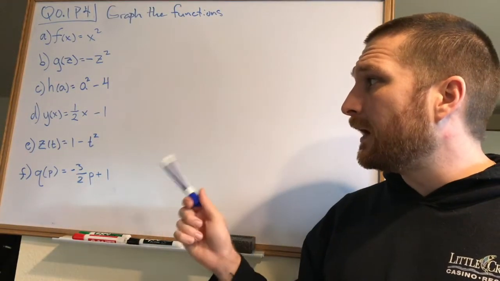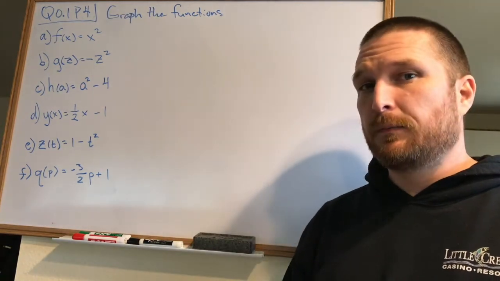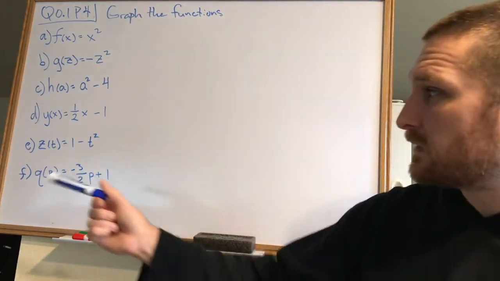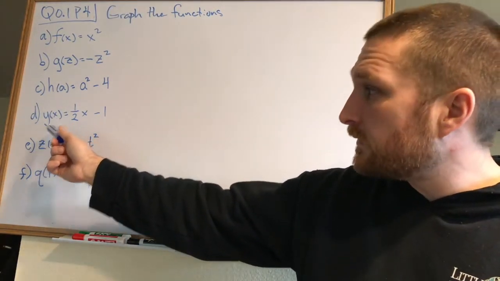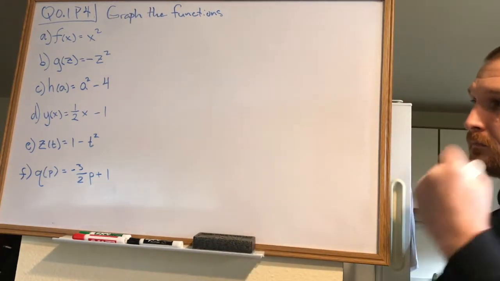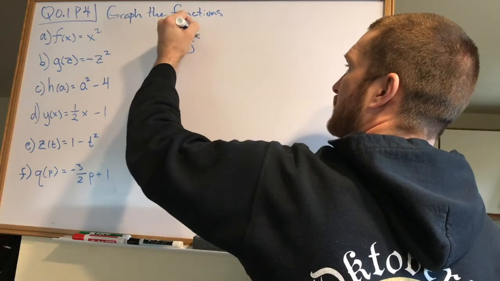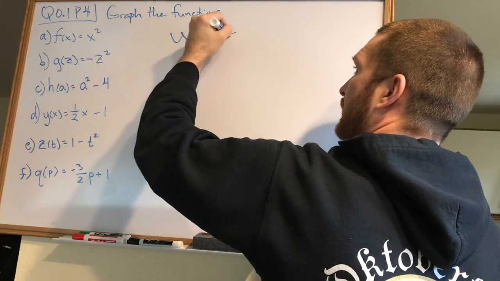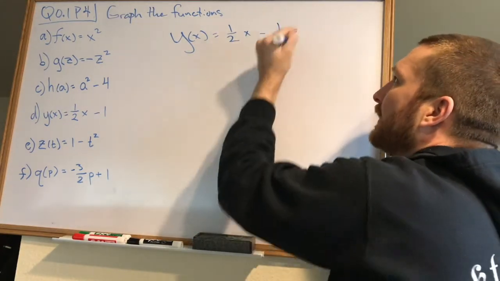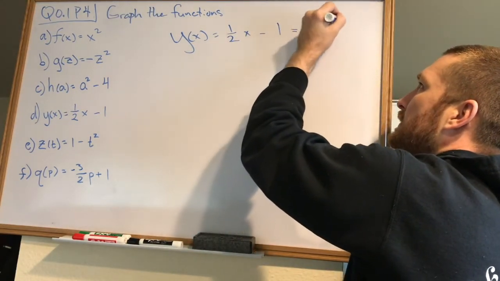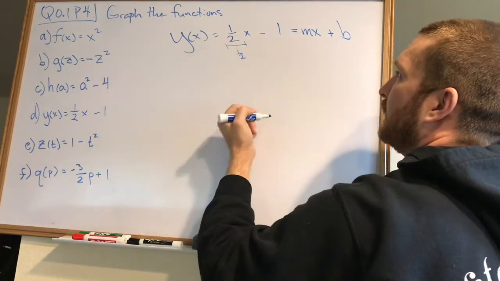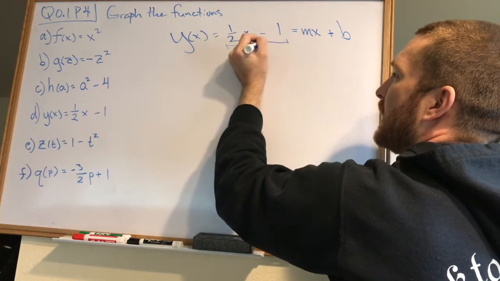D, y equals 1/2 x minus 1. This is a lot like the last problem, right? Just graphing a line. I just wanted to show this because we can think of a line as a function, right? Y of x. And in this case, we have y of x is equal to positive 1/2 times x minus 1. So I'm thinking, aha, this is a line, in the form mx plus b. And so the slope here is 1/2. The y-intercept must be negative 1.